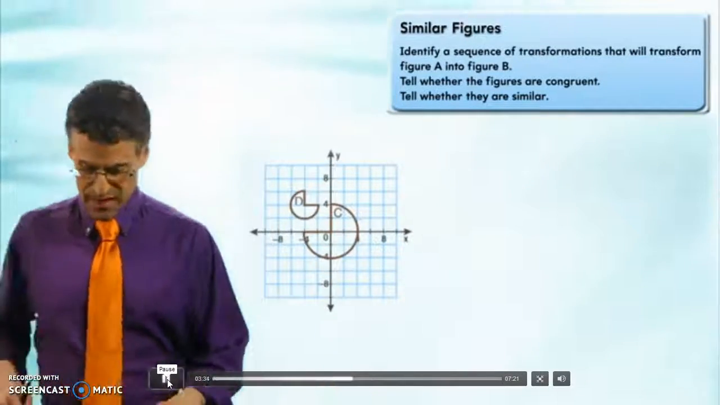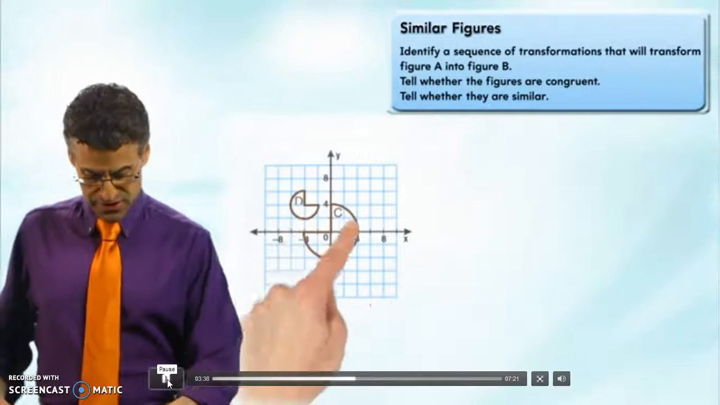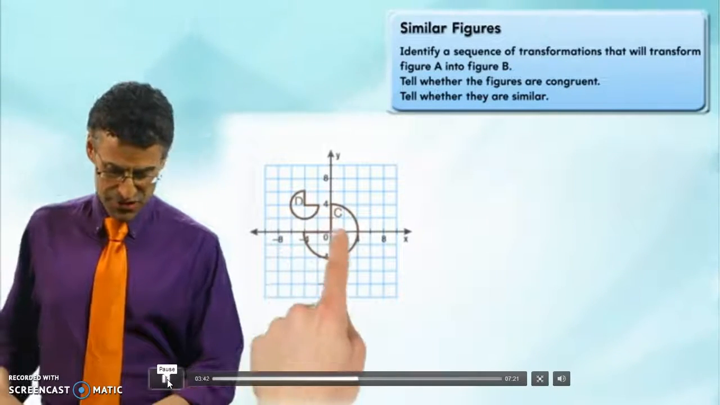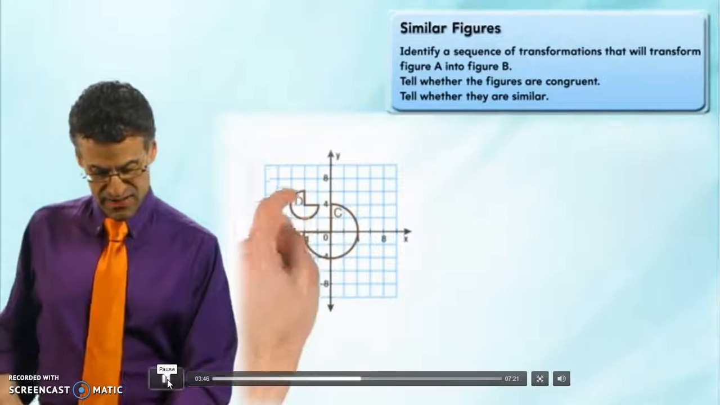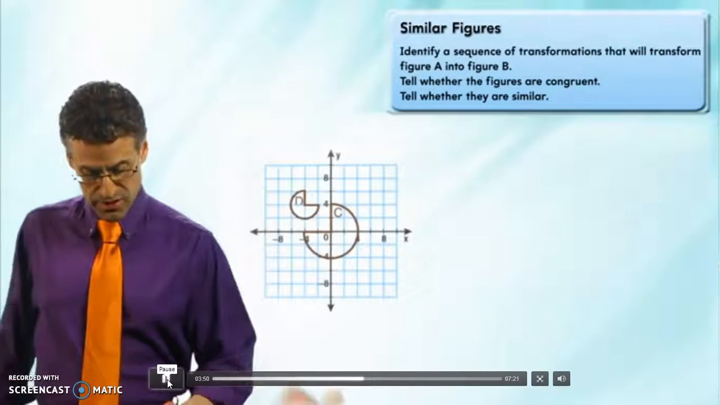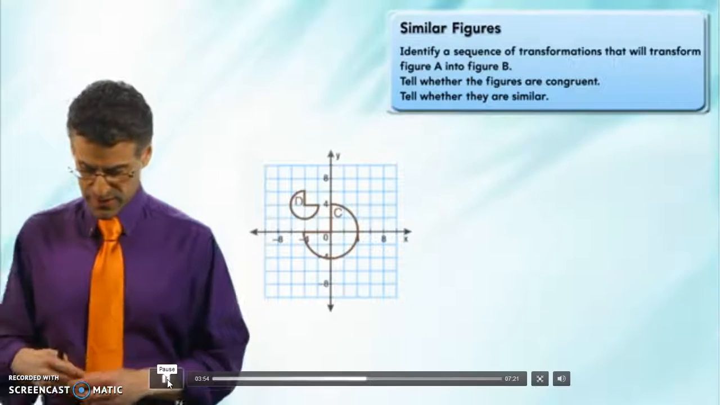So here we have 2 shapes, and I want to identify a sequence that will transform figure C to figure D. This kind of looks like a circle that has something missing, like a pie where someone took off a quarter piece. And this is similar, a little smaller circle with again, a quarter piece removed. So that tells me these are actually going to probably be similar. But let's take a look and see if we can verify that for ourselves.